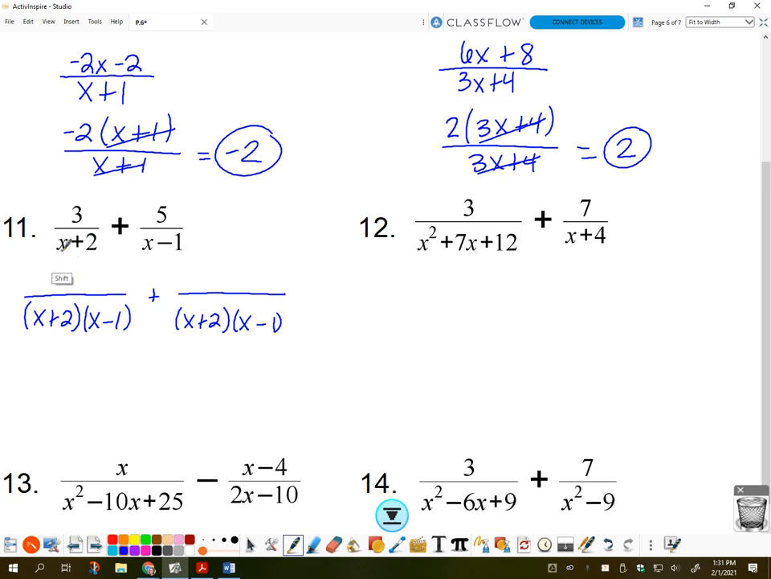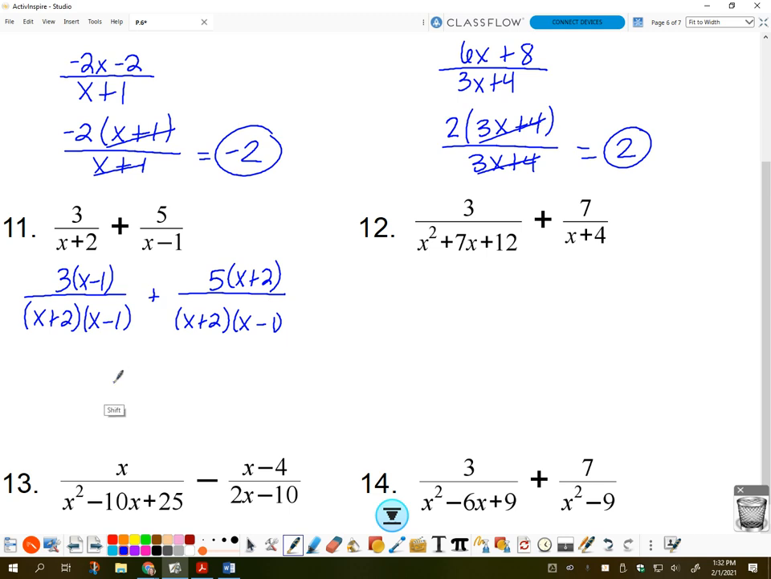This denominator had an x plus 2, and I'm giving it an x minus 1 so that I have matching denominators. If I give it an x minus 1 on the bottom, I have to do the same on top. Here it was x minus 1, I gave it an x plus 2, so I have to give an x plus 2 on the top.